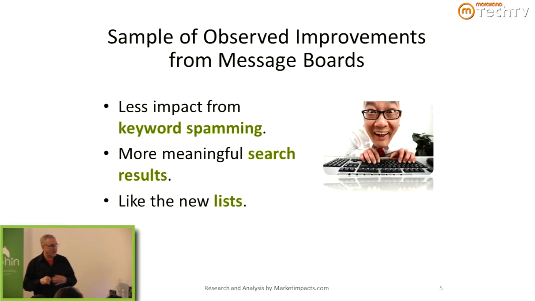So on the positive side, what were some of the observed benefits of the new market? Well, there seems to be less of an impact from keyword spamming. What a lot of developers were doing, understandably, was cramming as many keywords as they could into the description section for their apps. But what that did is it caused a lot of results to be returned that had really nothing to do with the query that you did.